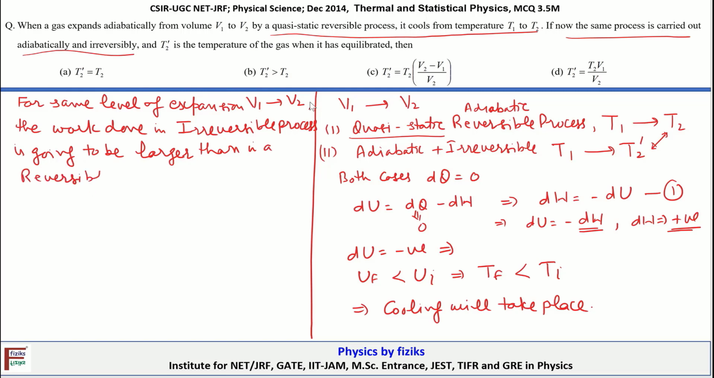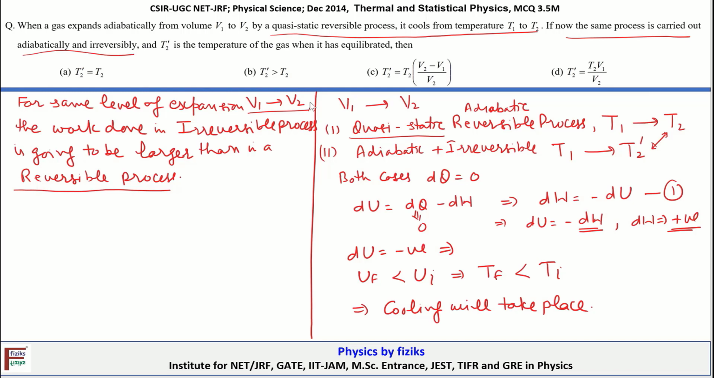In a reversible process. This is an important point to note here. But why is the work done in an irreversible process, for the same level of expansion, larger than the work done during the reversible process? The point is that when we talk about irreversibility, due to the presence of the additional frictional forces, the system has to work against all those forces.